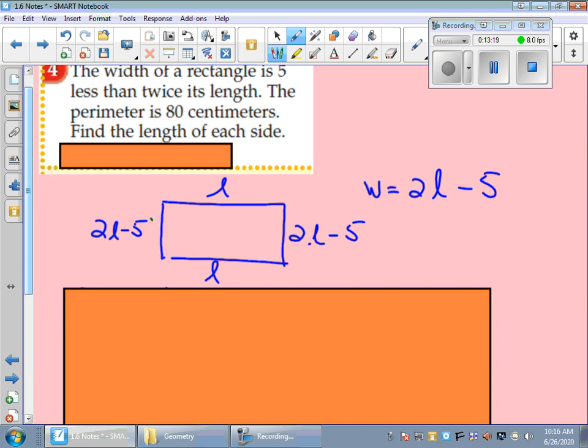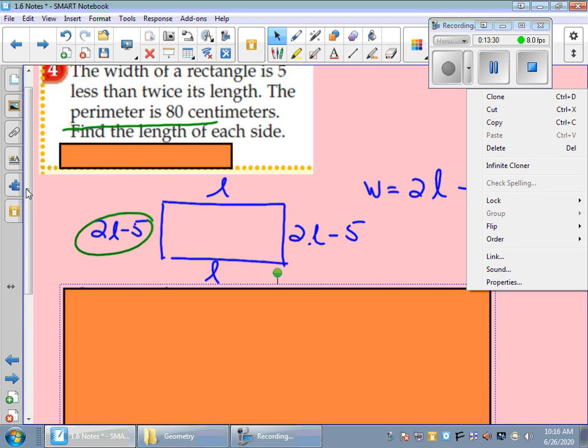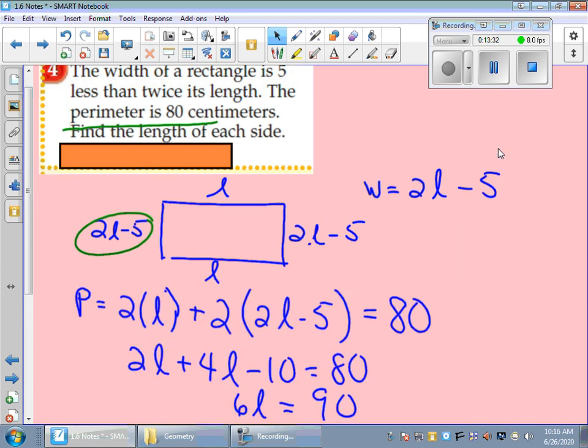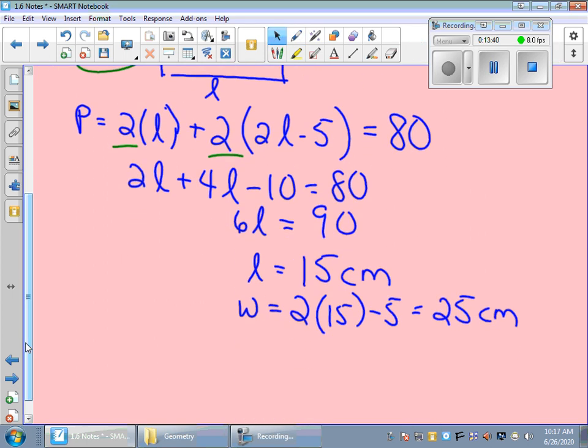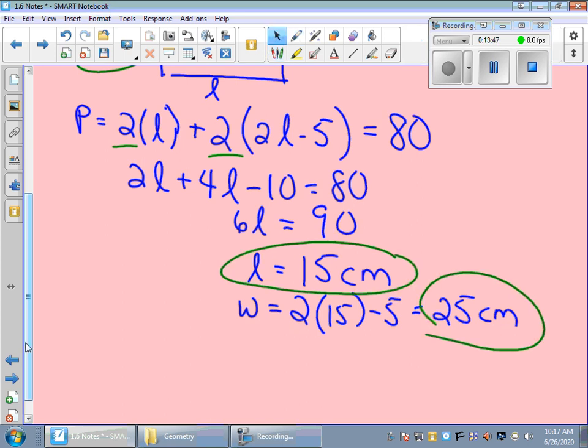So if you remember how to set this up, it says the perimeter is 80 centimeters. So you have to add up all 4 of these. And in this case, they just double it. 2 times that, 2 times that. You can see the algebra that goes into it. And you can find that the length ends up being 15. You plug it in to find the width of 25.